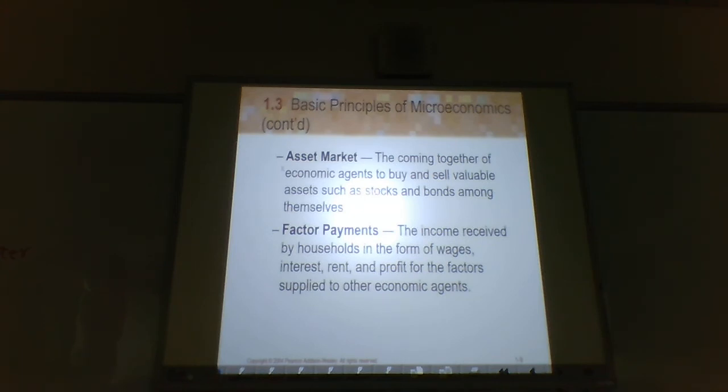And there are also asset markets, so like stocks or bonds. So this is not a point we want to discuss. Factor payments: basically we assume households are buyers of final products and also providers of factors, for example, labor. So households provide labor or other factors of production, and they get the payment. And it could be wages, it could be interest, it could be rent, it could be profits.